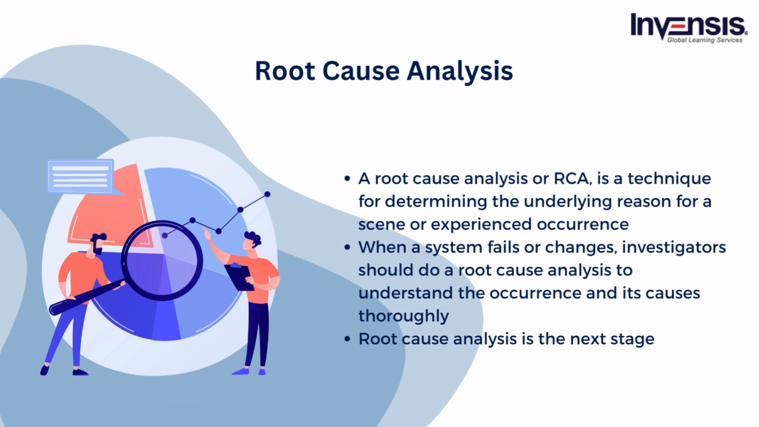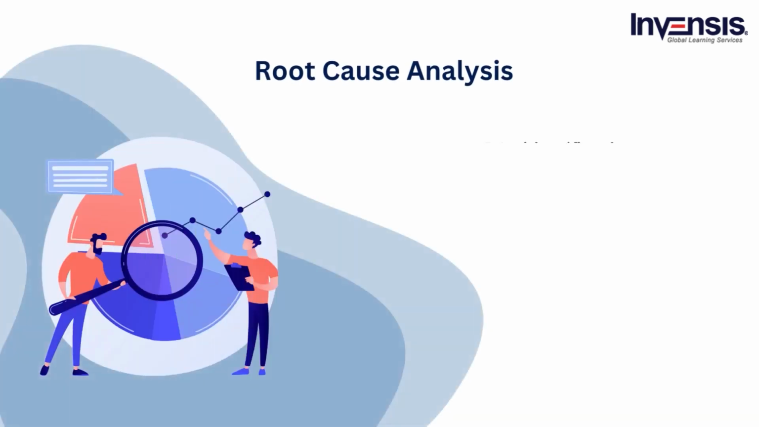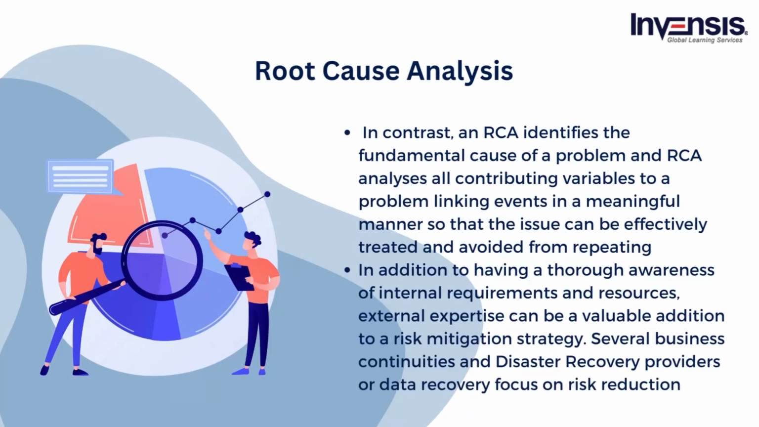When a system fails or changes, investigators should do a root cause analysis to understand the occurrence and its causes thoroughly. Beyond problem solving, which is corrective action conducted when an event happens, root cause analysis is the next stage. In contrast, an RCA identifies the fundamental cause of a problem and analyzes all contributing variables, linking events in a meaningful manner so that the issue can be effectively treated and avoided from repeating. It is only possible to figure out how, when, and why an issue originated if one identifies the problem source rather than concentrating on its symptoms.